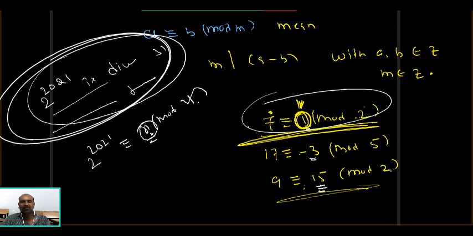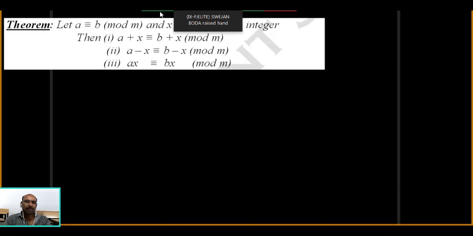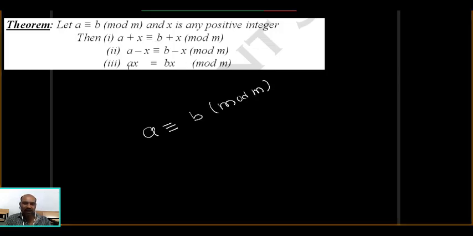For that, we need to come to some theorems now. I want to explain the theorems one by one. Yeah, an important theorem: A is congruent to B modulo M means M divides A minus B. Later I will prove this. What is this theorem saying?